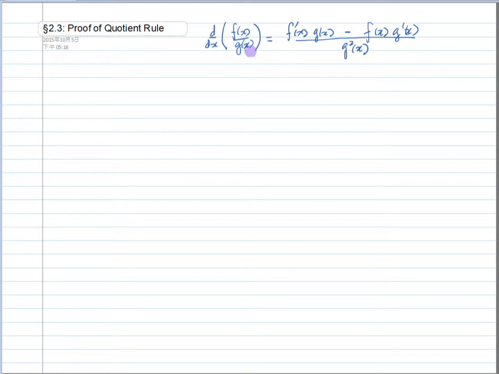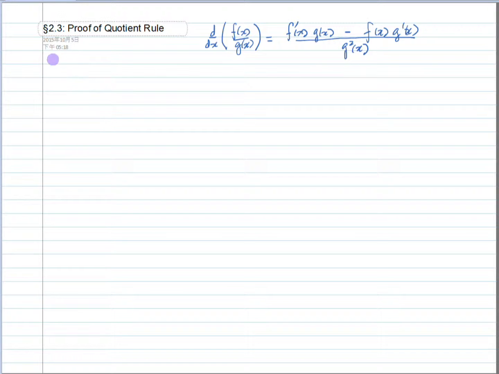Now in this video, we prove the quotient rule of derivatives. Now this up here is the quotient rule. The quotient rule says that the derivative of f over g is equal to, in the numerator, f prime times g minus f times g prime. And the whole thing is divided by g squared.